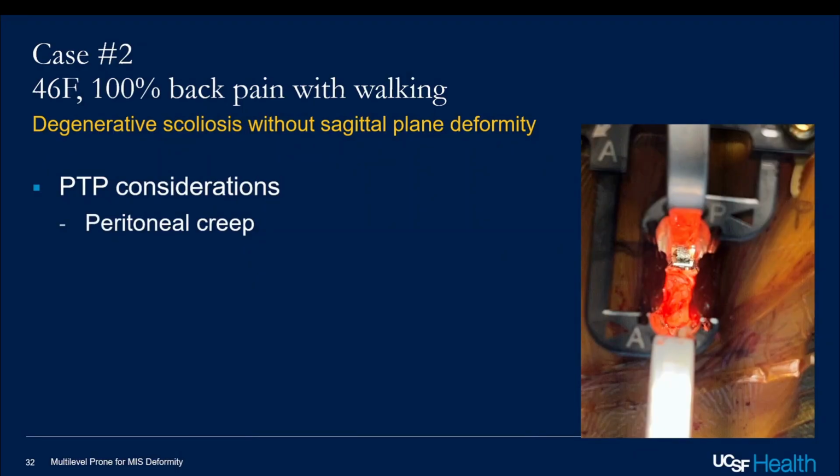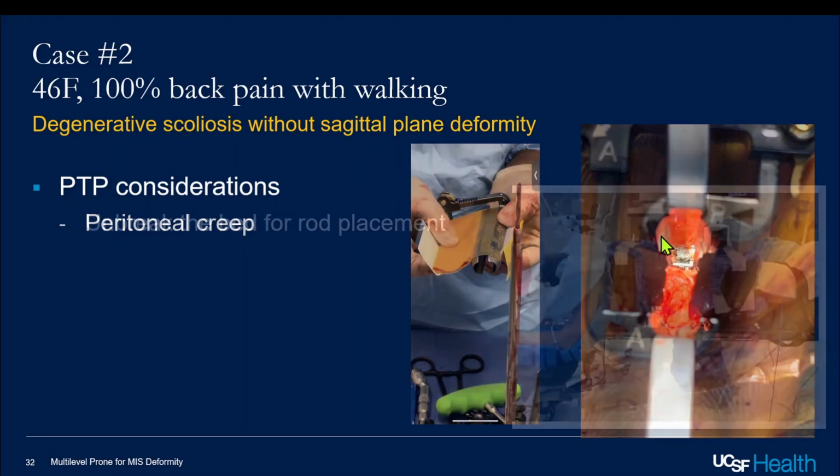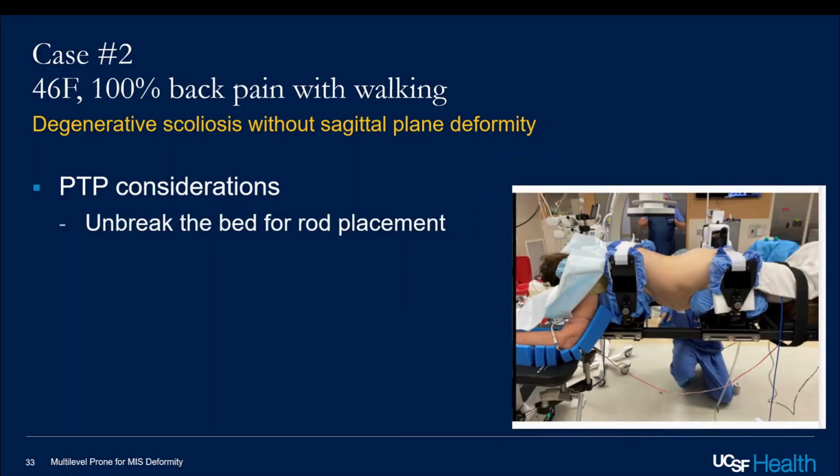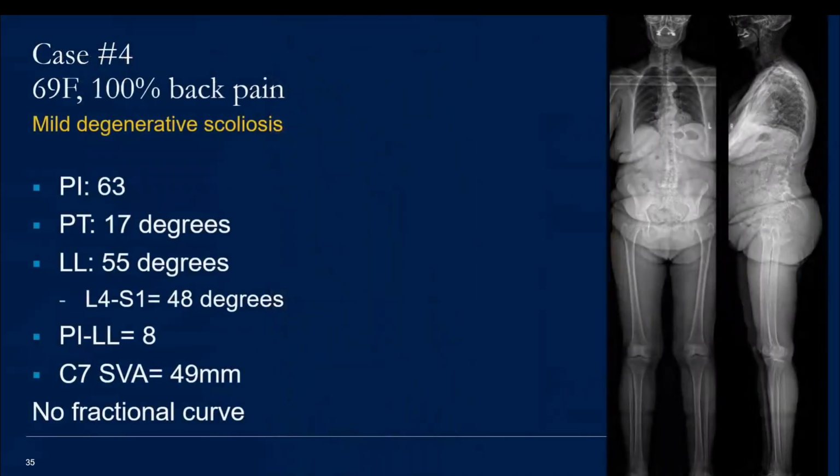Another thing in a PTP is peritoneal creep. You can see here the peritoneal content is creeping in between the two blades. And I think this is trademark now, Dr. Ribe. This is a quandam that we wrap the retractor to avoid this peritoneal creep. And then when you want to put the rod in, you want to unbreak the bed. So that's the same patient, L4-S1 ALIF, 3-4 lateral in a prone position.